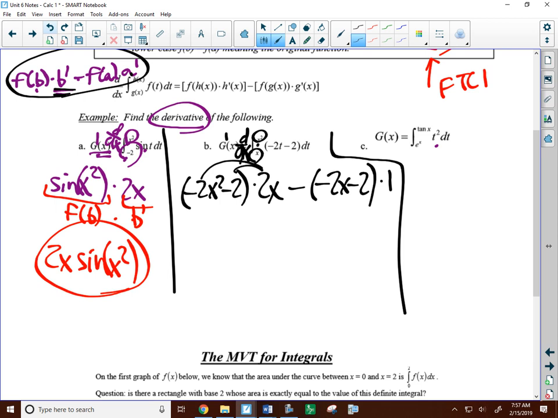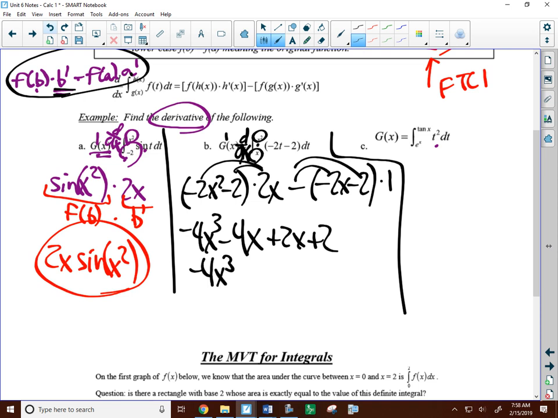Now this one we can actually simplify a little bit. So I'll distribute the 2x and get negative 4x cubed minus 4x. Over here we can distribute the negative. So we got plus 2x plus 2. And so that combine the middle terms there. So negative 4x cubed and minus 2x plus 2. You could factor out a 2, but I'm just going to leave it.